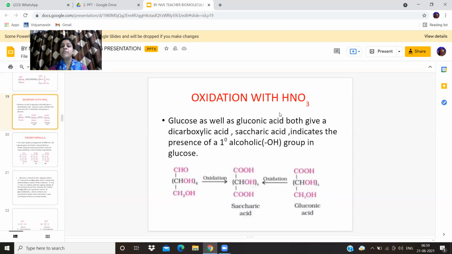Next आ जाता है, when we are oxidizing glucose with nitric acid, because nitric acid is also a strong oxidizing agent, then it converts into gluconic acid, or we can say the glucose. Both in the presence of nitric acid under oxidation give us saccharic acid, which shows that there is a presence of a primary alcoholic group. ठीक है, तो 1 degree का alcoholic OH group होता है आपका, इसमें present होता है.